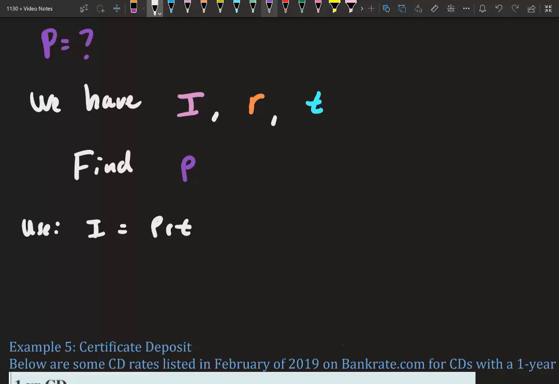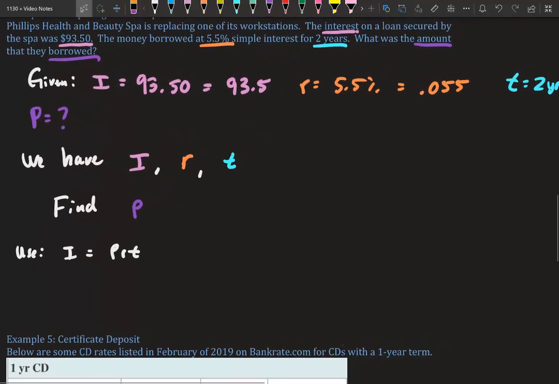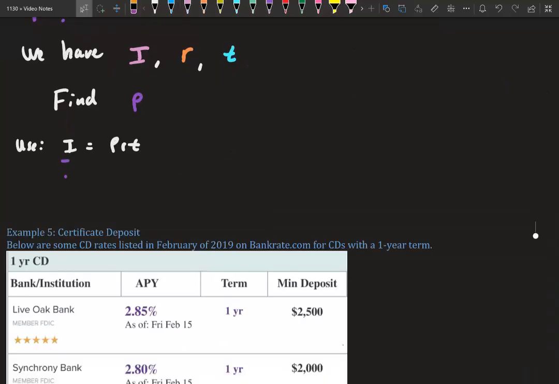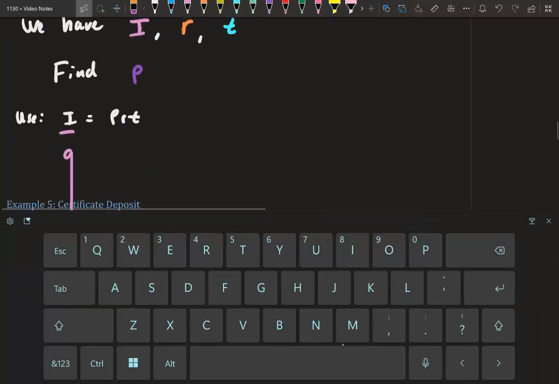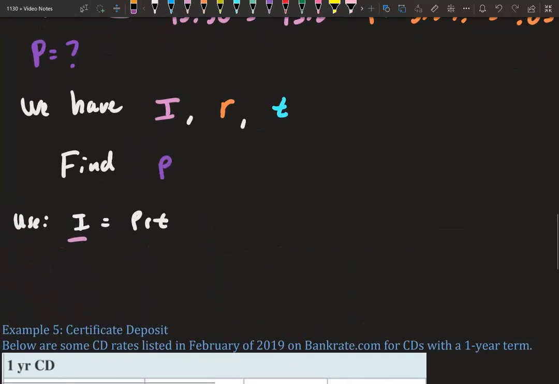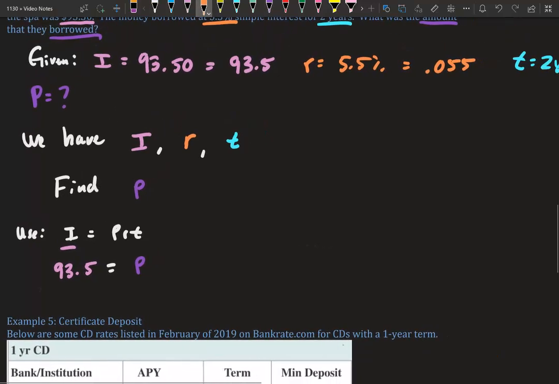So our I, we actually discovered that already. It was given to us. It was 93.5. Our P, we don't know it. That's actually what we're trying to find. Our R, that was 0.055. And our T was 2.